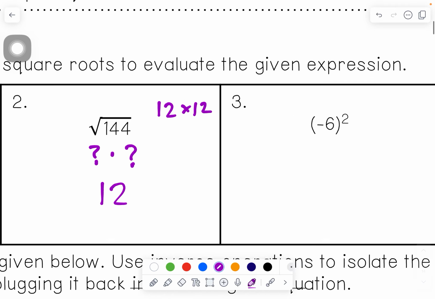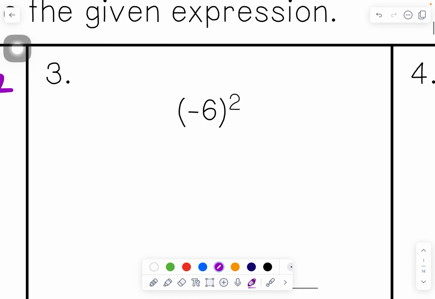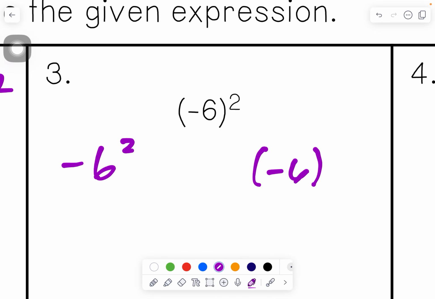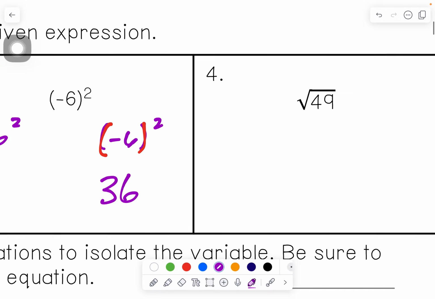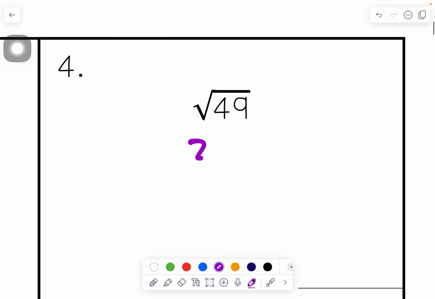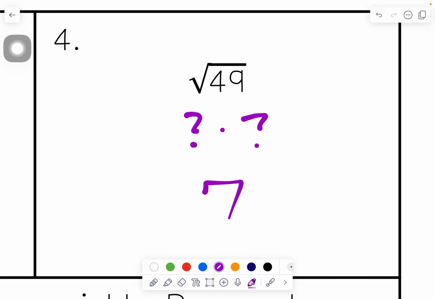Next up we have negative 6 squared. You've got to be really careful here, because on your calculator, I want you to type this in both ways. Type in negative 6 squared, and then type it in with the negative 6 in parentheses. It's going to give you two different answers. We need to make sure we always use parentheses when we're talking about negatives. So negative 6 squared is negative 6 times negative 6. Math class only, two negatives make a positive. This ends up being 36. And last up, the square root of 49. This is one you probably have memorized. What number times itself gives you 49? In this case, that would be 7.